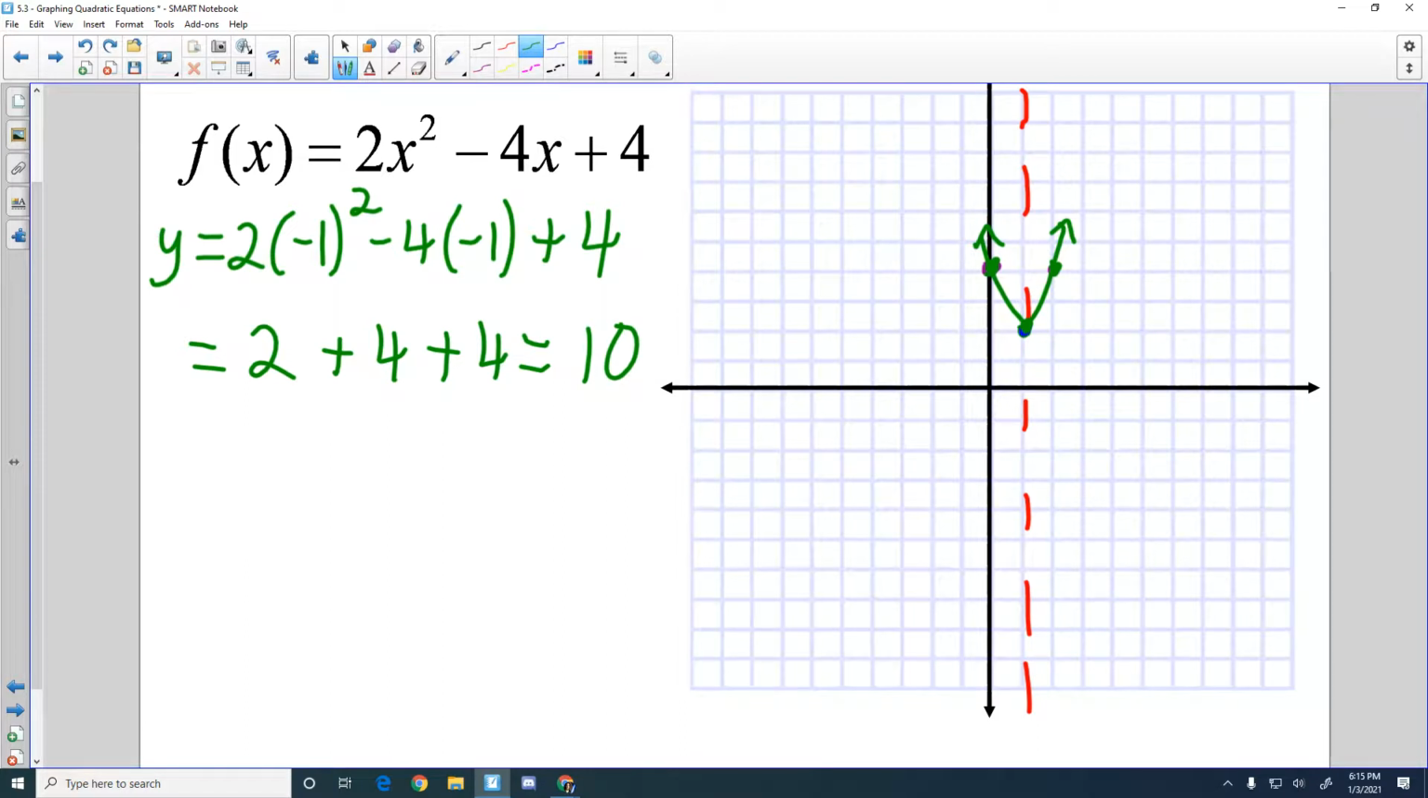So then when x was -1, y was +10. So on my graph, if I went to plot that -1, 10, that's all the way up there at the top. And again, because of that axis of symmetry, I can reflect that point over, and I know that there's another point right there. So this actually is our parabola.